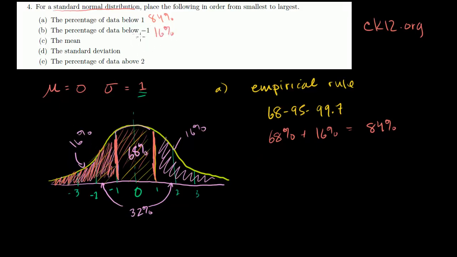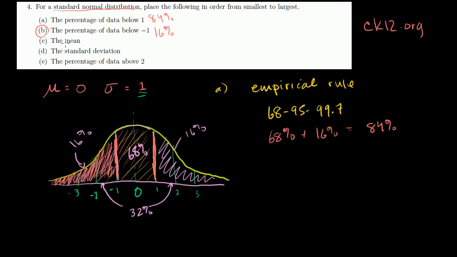And you could have already known, without even knowing the empirical rule, just looking at a normal distribution, that part B is a subset of part A, so it's going to be a smaller number. If you just had to order things, you could have made that intuition, but it's good to practice with the empirical rule.